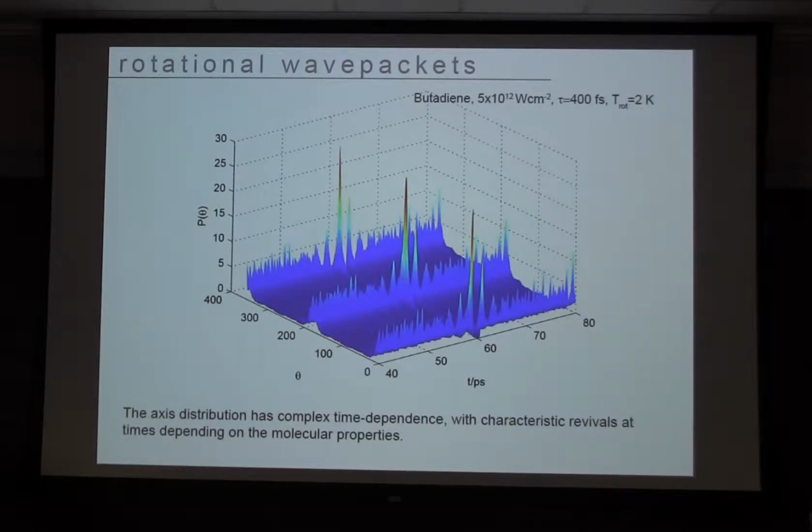And the case we were actually interested in was butadiene. I'm using this as a general example, but this is a specific calculation for butadiene under these laser parameters. And the first obvious thing is that this axis distribution has complex time dependence. We have characteristic revivals that are well known, such as the half revival here, up to 60 picoseconds in this case. But what's not often thought about is all these other features that you see out here.